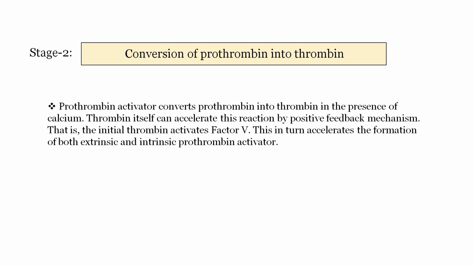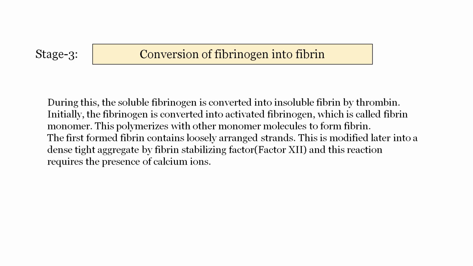Thrombin itself can accelerate this reaction by positive feedback mechanism. That is, the initial thrombin activates factor 5. This in turn accelerates the formation of both extrinsic and intrinsic prothrombin activator. Stage 3. Conversion of fibrinogen into fibrin. During this, the soluble fibrinogen is converted into insoluble fibrin by thrombin.